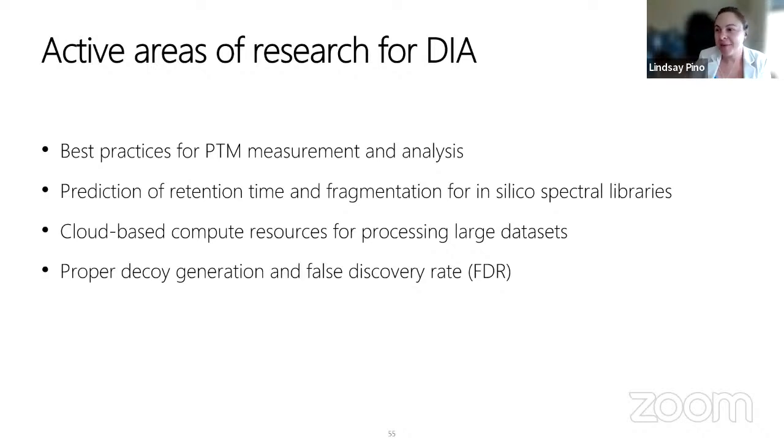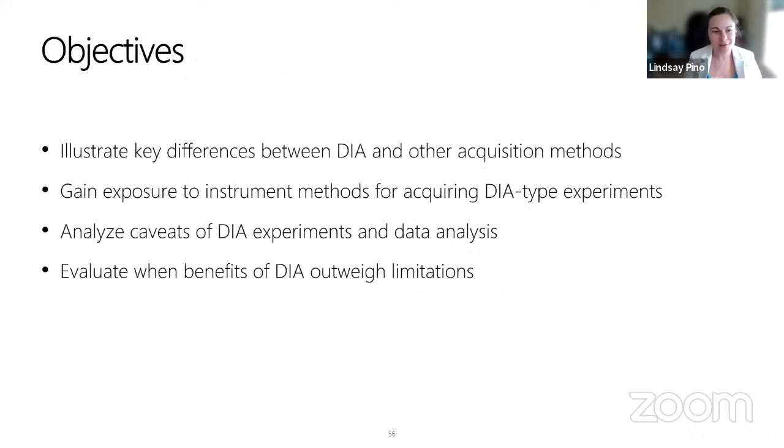Then finally, if you're coming from the DDA world, you might be familiar with FDR and decoys. This is a pretty big active area of research for DIA because the way we make decoys for DDA doesn't work great for how we do DIA. So doing proper decoy generation and proper false discovery rate is something to always think about with DIA, and a little bit of bleeding edge in the field.